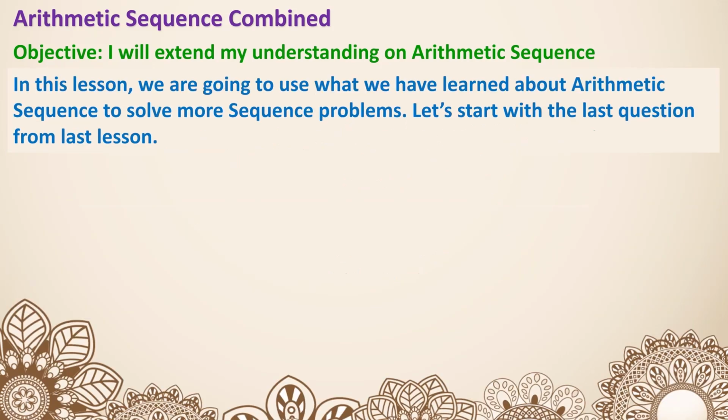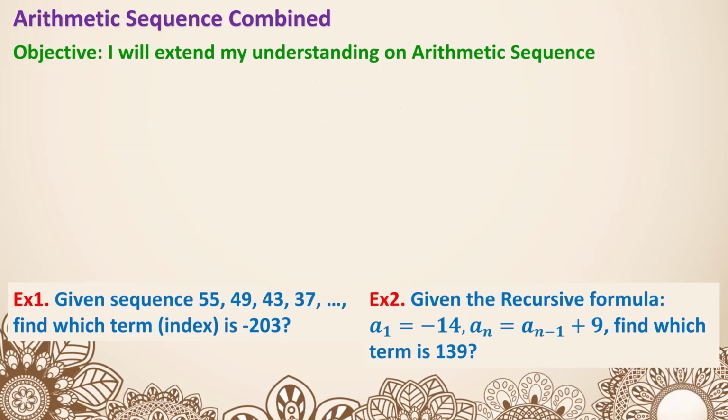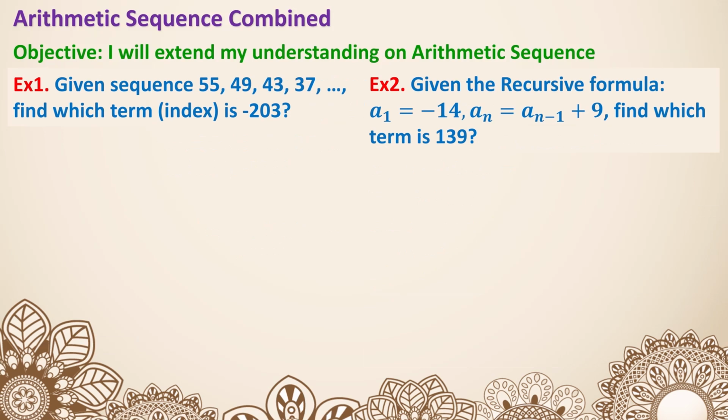Moving on, in this lesson, we're going to use what we have learned about arithmetic sequence to solve more sequence problems. Let's start with the last question from the last lesson. So here you go. Given sequence, find which term that is. When it's asking which term, it's basically asking for that n number, that's the index. So what is n that will give you negative 203?